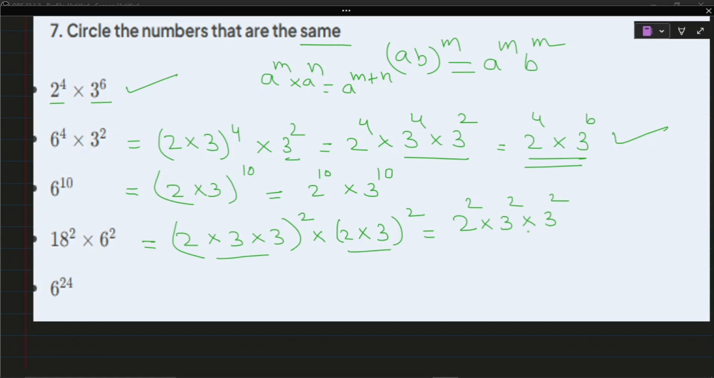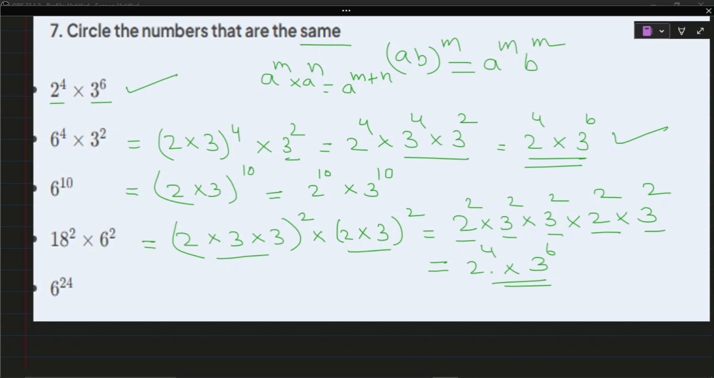Now this one is multiplied with the 2 raised to 2 multiplied with the 3 raised to 2. So first we will multiply 2 raised to 2 and 2 raised to 2. So this becomes 2 raised to 4. Then here 3 raised to 2, 3 raised to 2, 3 raised to 2. The base is the same and multiplication is coming, so add the power. 2 plus 2 plus 2, so that is 3 raised to 6.